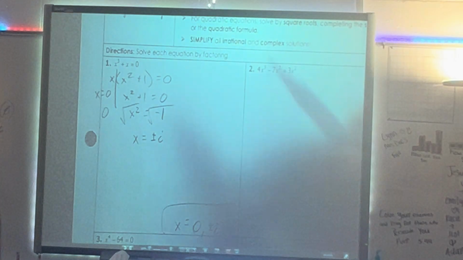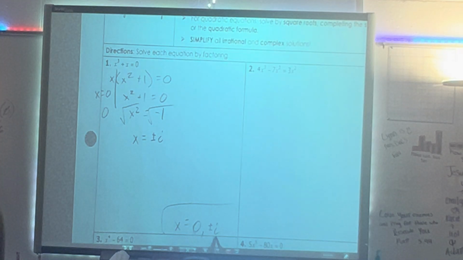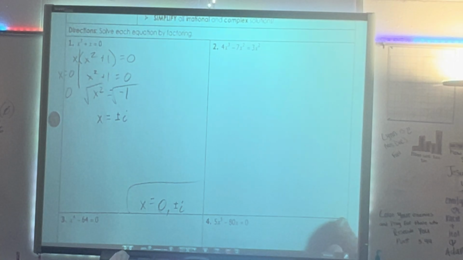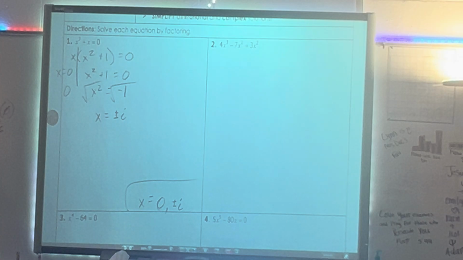Which, if we look at this, this was x cubed. There's 1, there's 2 more right there. That's a total of 3. We've got them all. Everybody okay with that? All right. So if we take a look at number 2, what do we need to do here first?